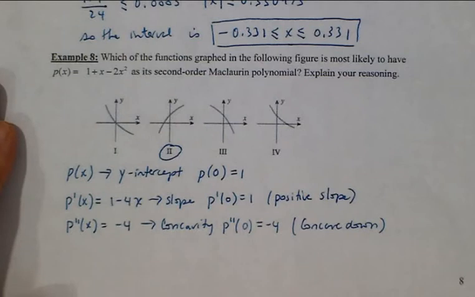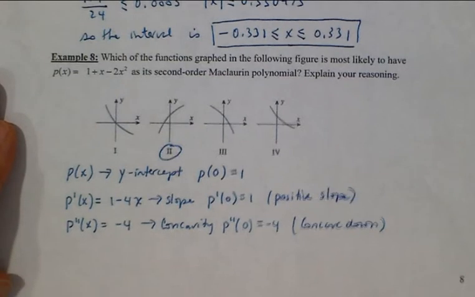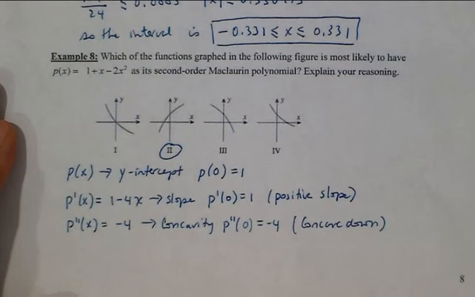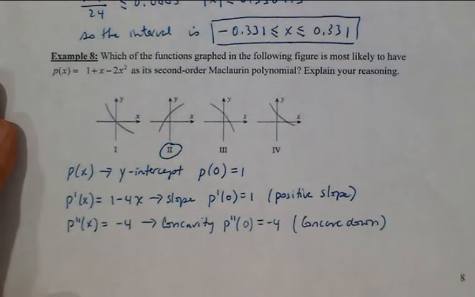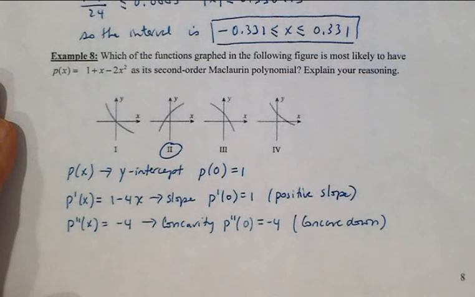I'd like to now look at 4 example problems that relate to Taylor and Maclaurin polynomials. So if you could turn to page 8. Example 8: which of the functions graphed in the following figure is most likely to have p of x equal to 1 plus x minus 2x squared as its second order Maclaurin polynomial, and then you have to explain your reasoning.